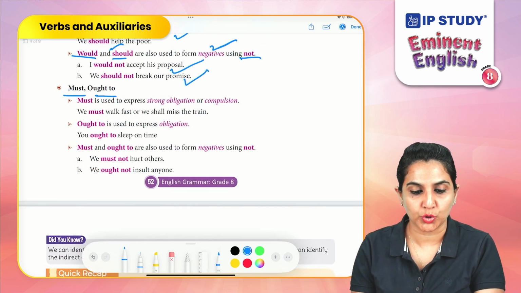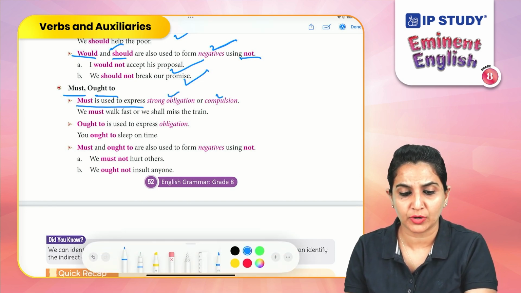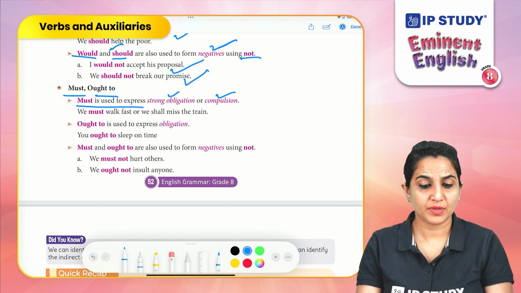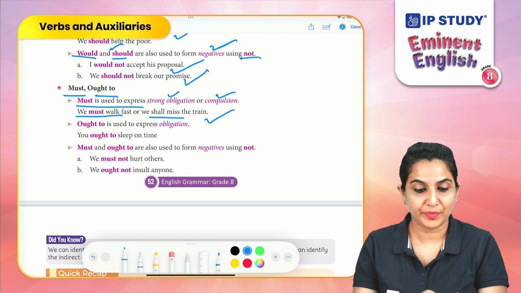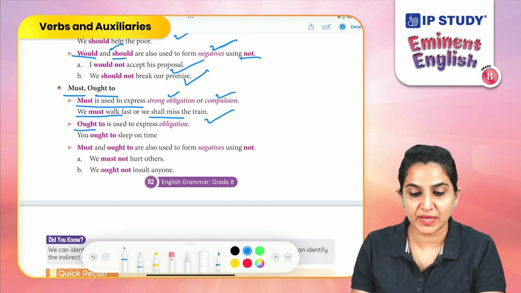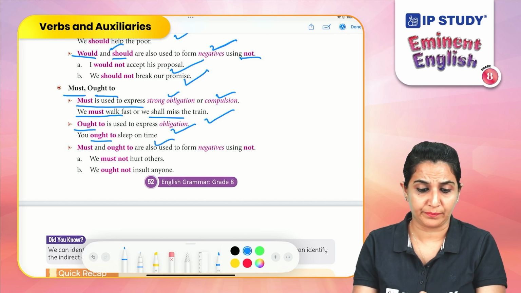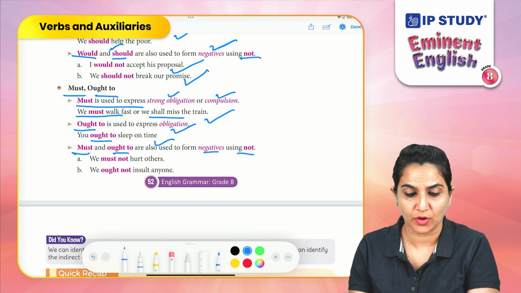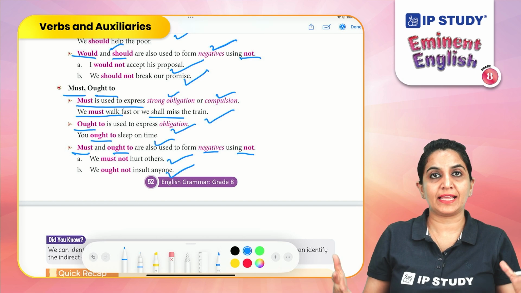Must and ought to. Must is used to express strong obligation or compulsion. For example, we must eat healthy food. We must walk fast or we shall miss the train. Ought to is used to express the obligation. For example, you ought to sleep on time. Must and ought to are also used to form negatives using not. For example, we must not hurt others. We ought not insult anyone.